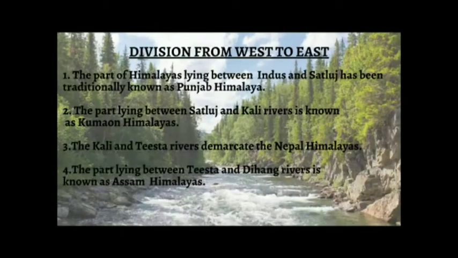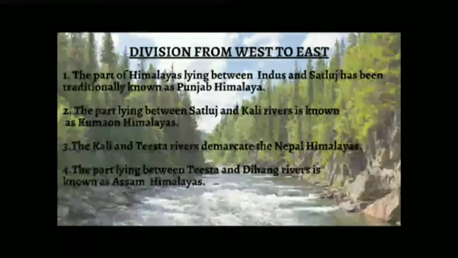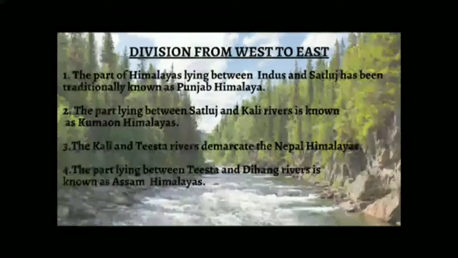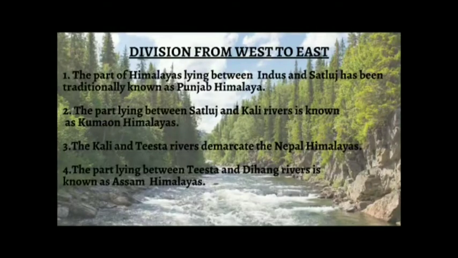Now we will start understanding the Himalaya from west to east. The part of the Himalayas that lies between the Indus River and the Satluj River is called the Punjab Himalayas. The first or western part is the Punjab Himalayas, lying between the Indus and Satluj rivers. Then the second part, lying between the Satluj River and the Kali River, is called the Kumaon Himalayas.